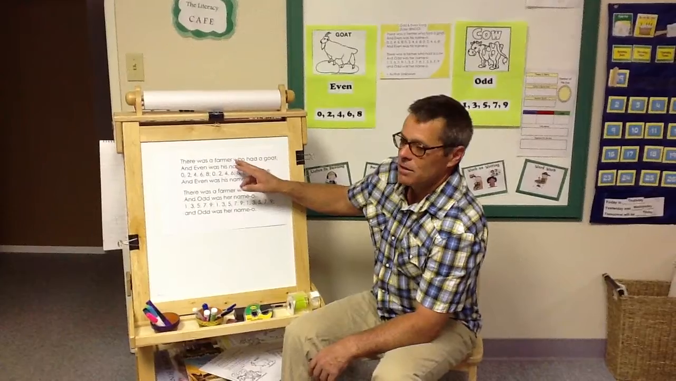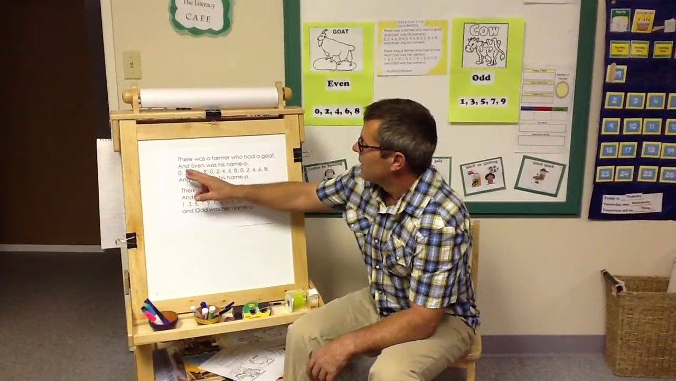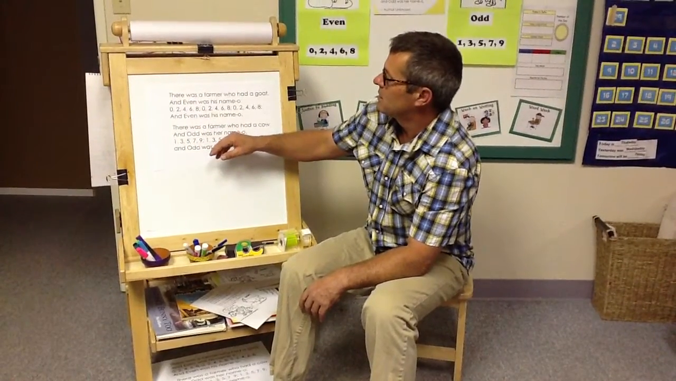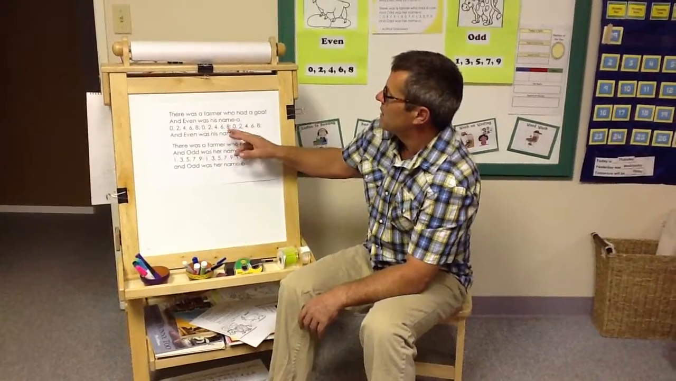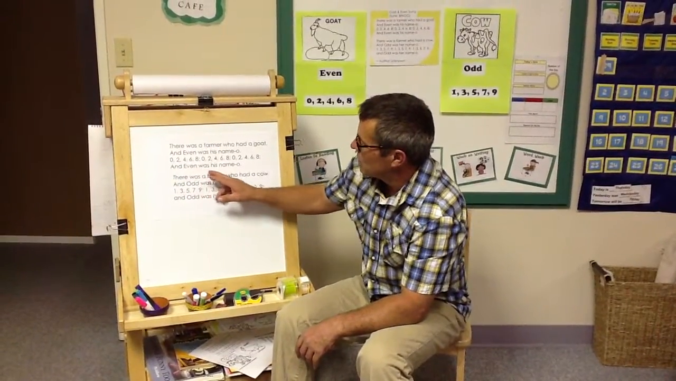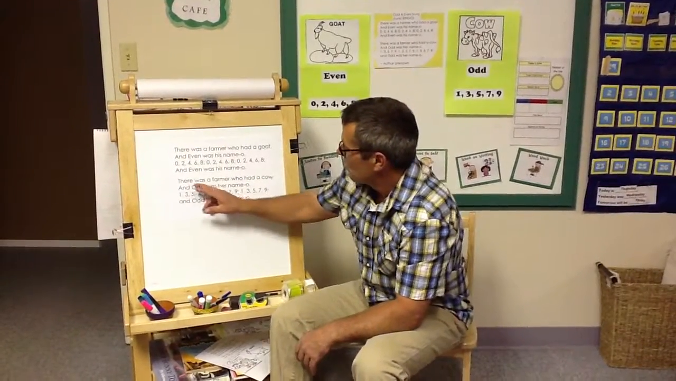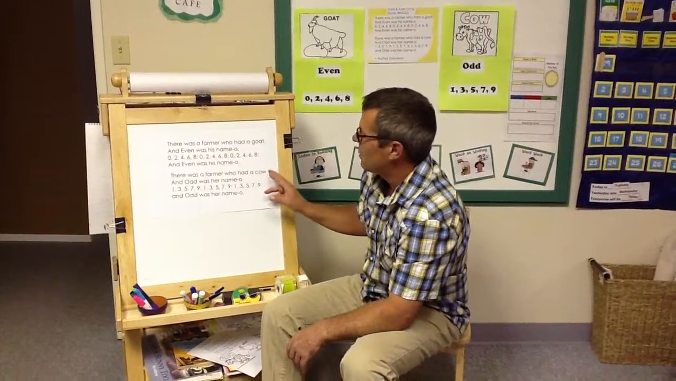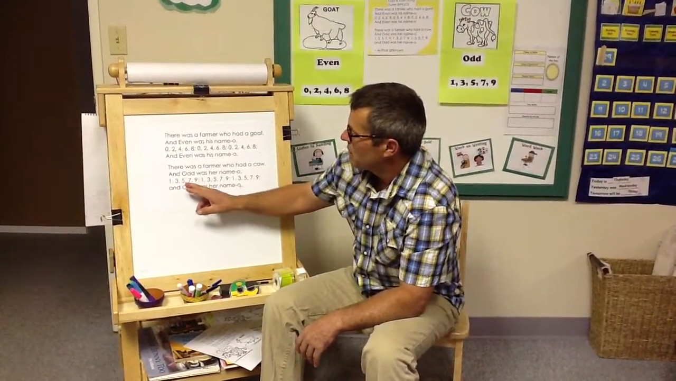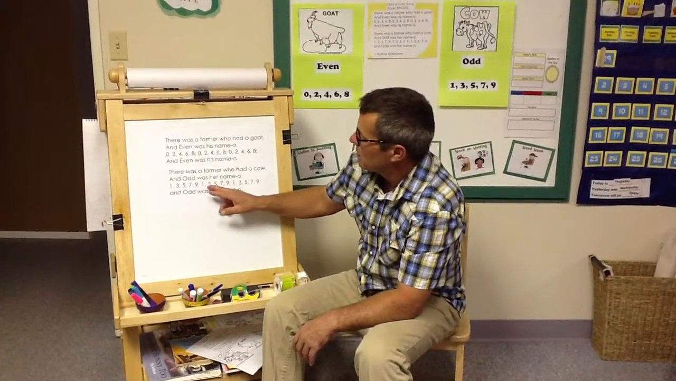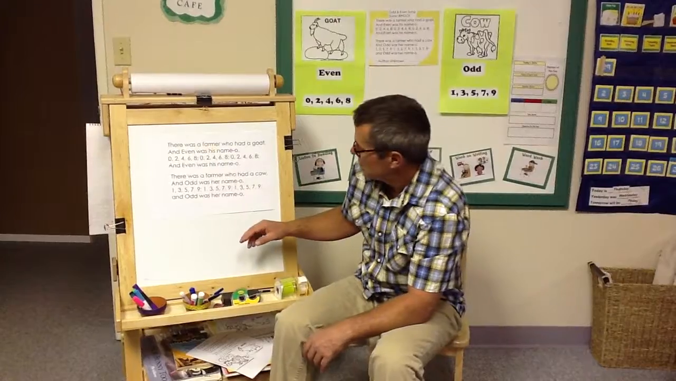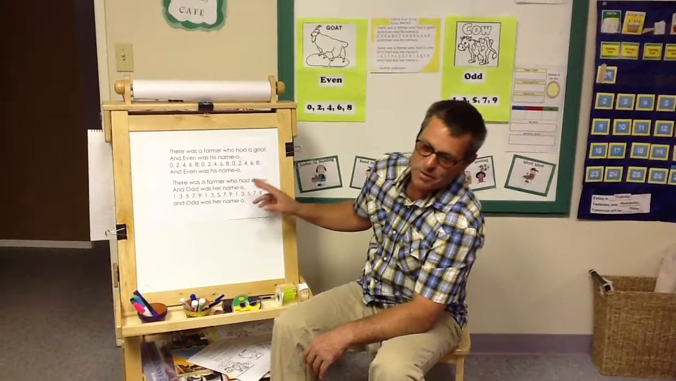There was a farmer, who had a goat, and even was his name-o. 0, 2, 4, 6, 8, and even was his name-o. There was a farmer, who had a cow, and odd was her name-o. 1, 3, 5, 7, 9, and odd was her name-o.